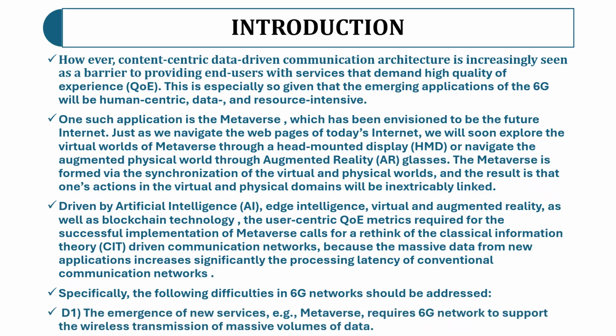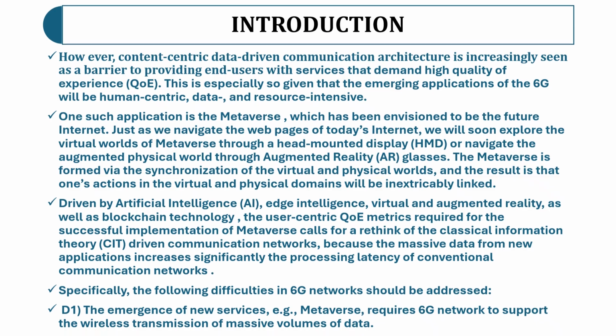So what are these difficulties? Number one is the emergence of new services. That is, if we want to use a metaverse, AI, or edge intelligence, then we require a 6G network to support it, because it requires a high volume of data, and a high volume of data can be shared only with the help of 6G.